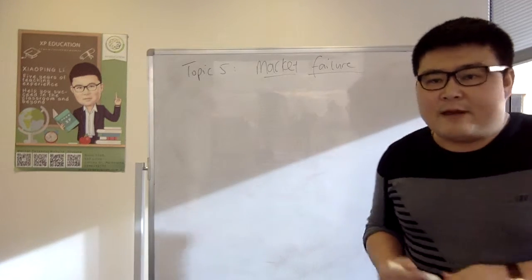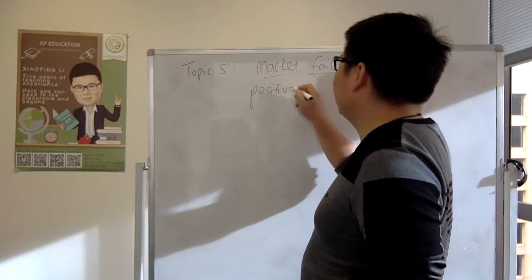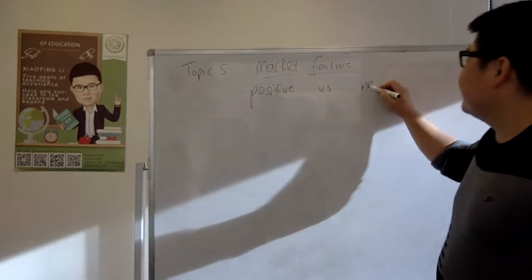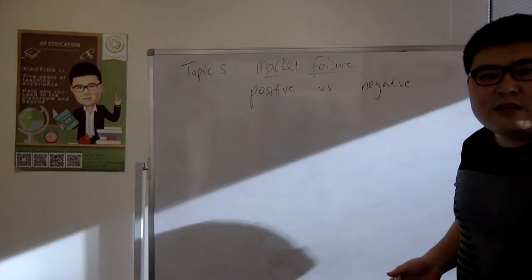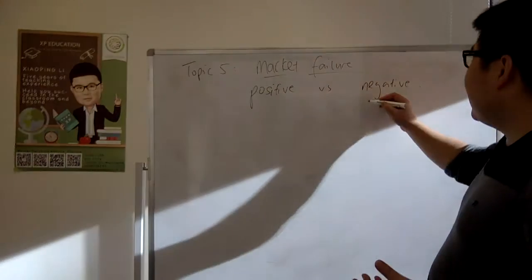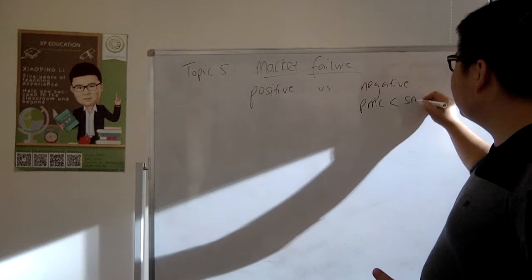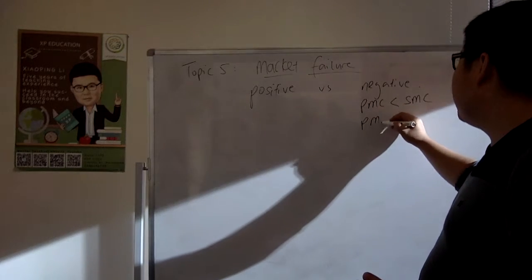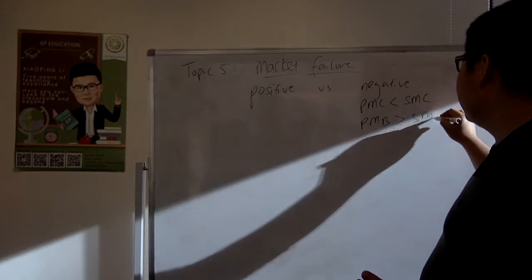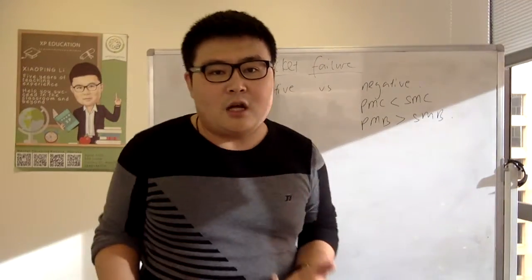Now, within this market failure, we do have what we call a positive externality versus a negative externality, yes? Now, more specifically, with a negative externality, this is when the private marginal cost is going to be smaller than the social marginal cost, or in other words, the private marginal benefit is more than the social marginal benefit, yes? So that's one particular option.